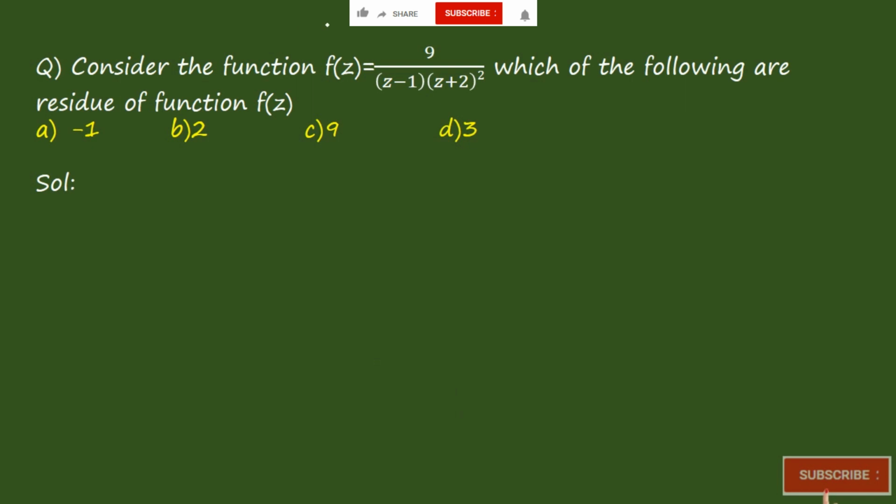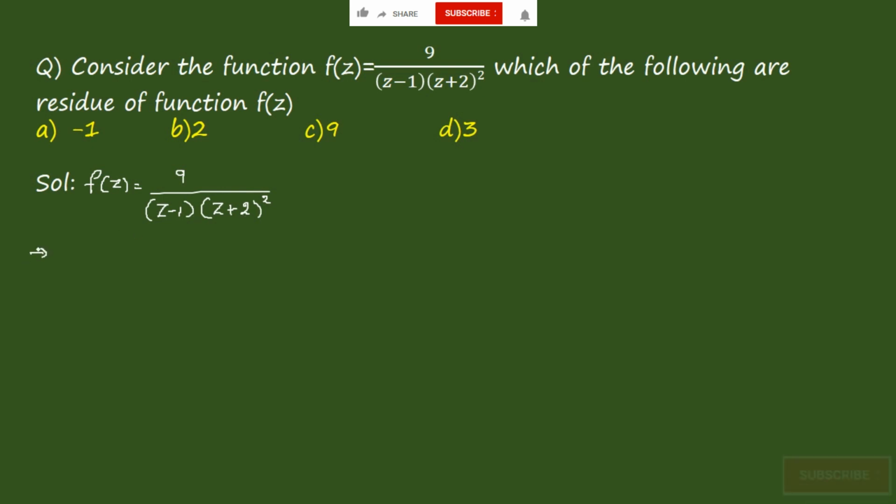The question is: consider the function f of z which is equal to 9 divided by z minus 1 into z plus 2 whole square. Which of the following are the residues of the function f of z? Now they have given the function f of z equal to 9 divided by z minus 1 into z plus 2 whole square. Now we have to find the residue.